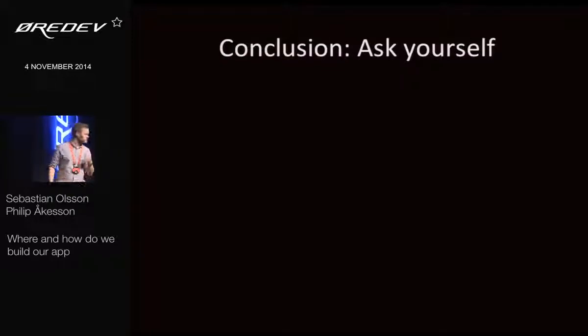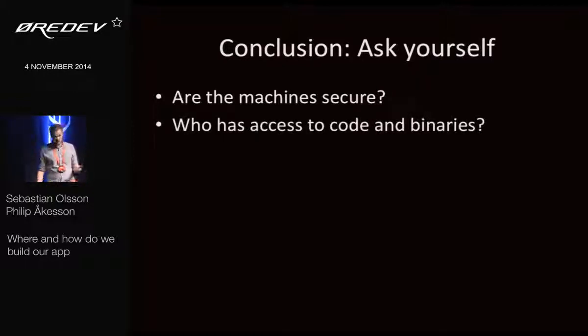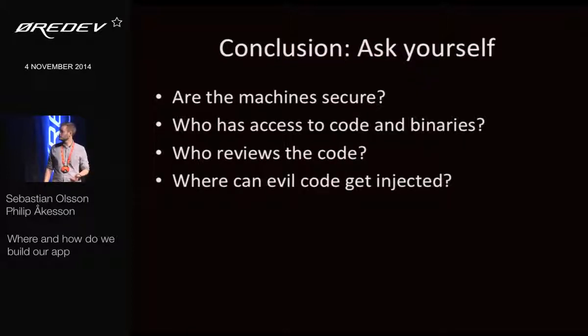So, as a conclusion, you need to ask yourself and go back and look at your environment. Are the machines secure, both your development machines and also your build server and your version control server, etc.? Who has access to code and binaries, because those might be secret. It's very easy to find information from bytecode and even machine code. Who reviews the code? You should at least aim to have internal reviews of all the code you're using if you have some sort of security standard.